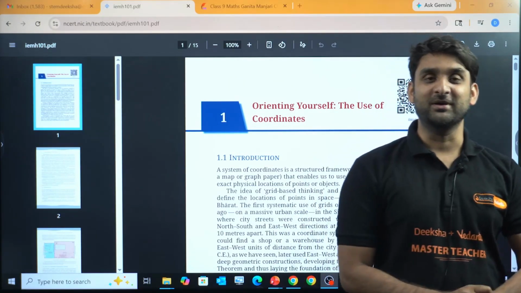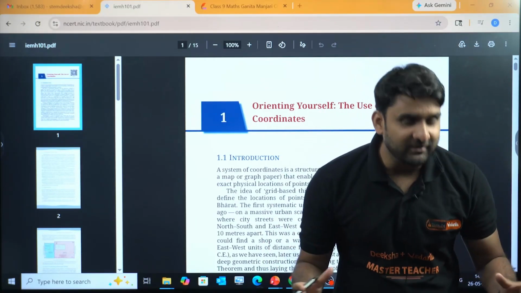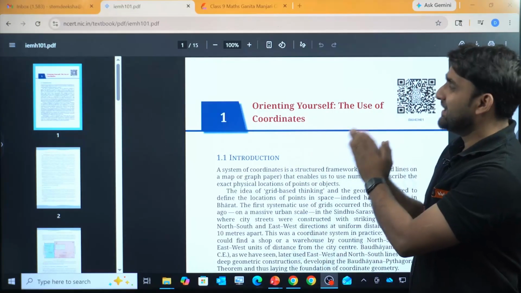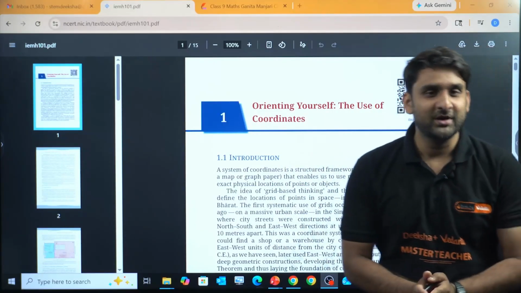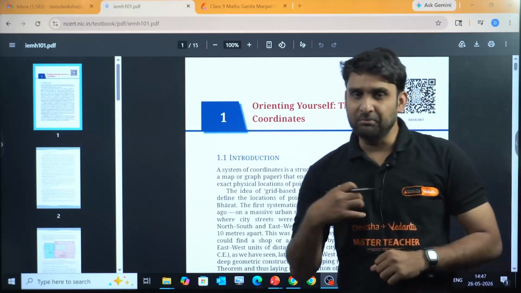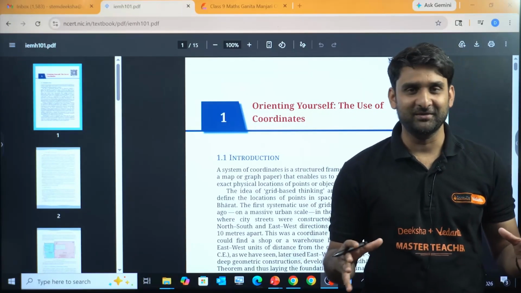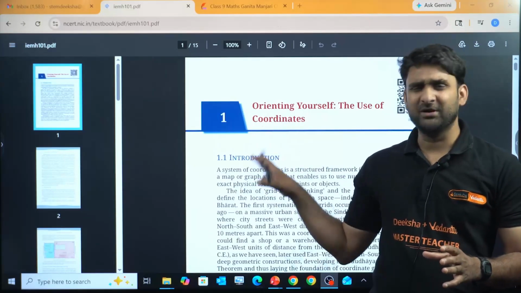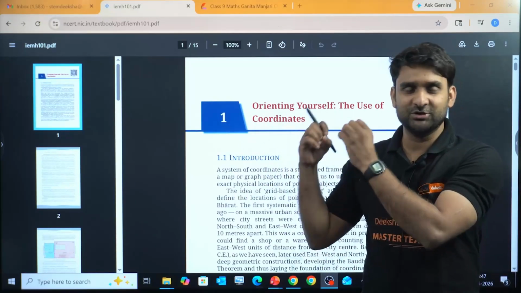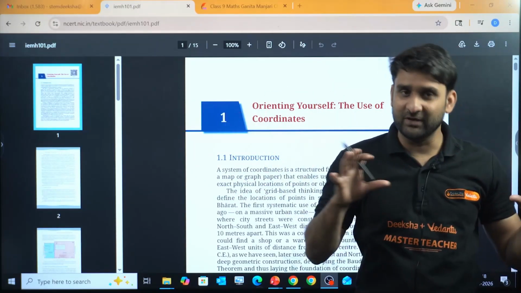So my dear champions, I know your new session, your class 9th, has already started and you must have solved so many questions from chapter number 1 of your maths book, and that is Orienting Yourself, the Use of Coordinates. I'm pretty confident that a lot of students may be solving the questions comfortably, because I know this chapter is very easy. Questions are practical life based, application based questions, but the concept behind the question is very easy.